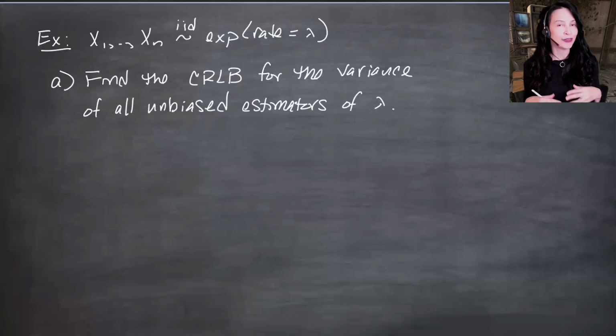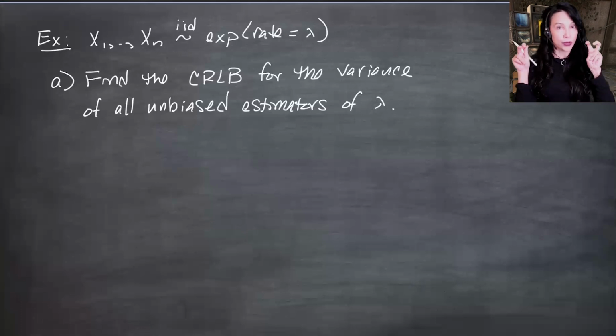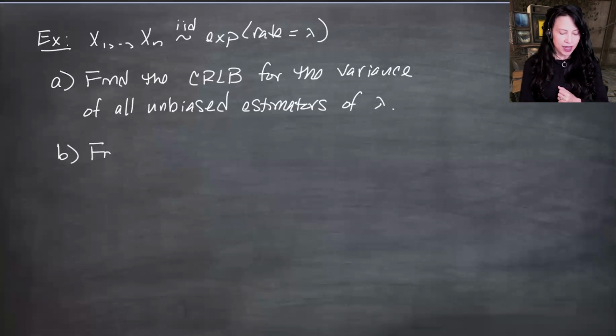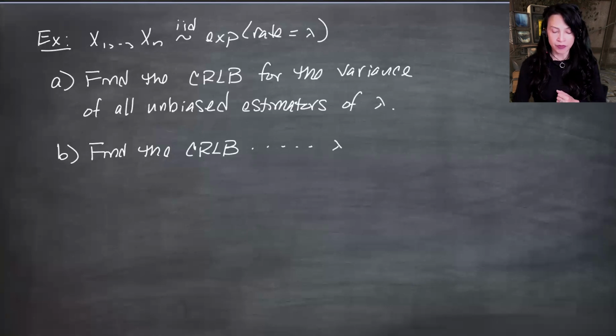It's not a lower bound for lambda. The quote-unquote Cramér-Rao lower bound for lambda is a lower bound on the variance of all possible unbiased estimators of lambda. And in part B, we're going to find the Cramér-Rao lower bound for the variance of all possible unbiased estimators of lambda squared.